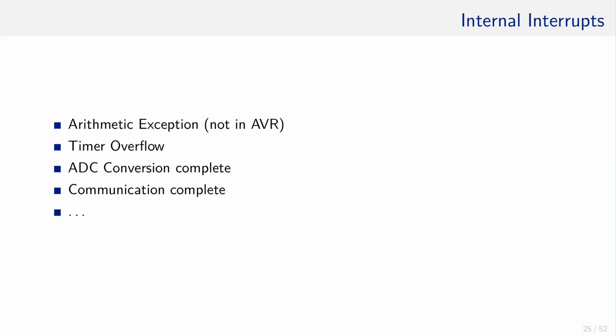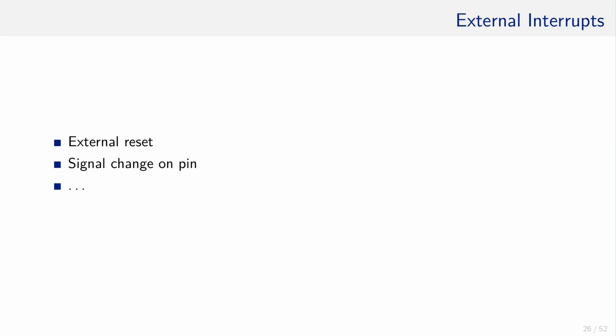There are more interrupt sources, and we will come back to specific interrupts when we talk about the other units and functionalities that the ATmega 328P offers. In contrast, external interrupts are caused by external periphery and signals that are detected by the pins. Let's talk about those external interrupts a bit more.